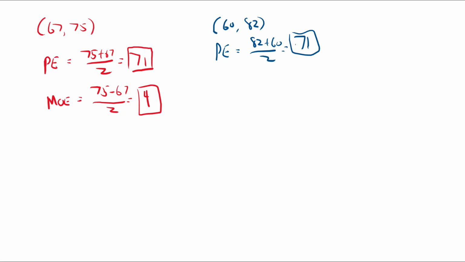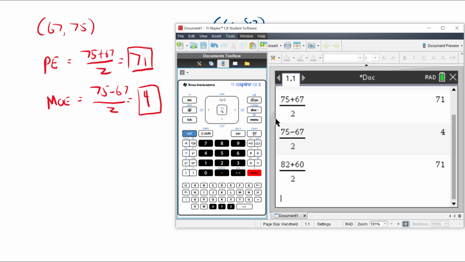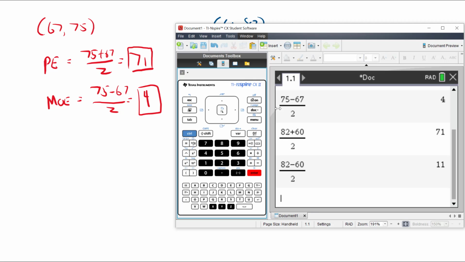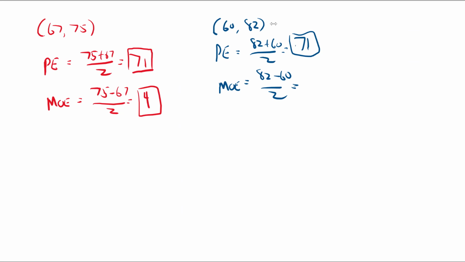So again, we still get 71 as our point estimate. And what was our margin of error in this case? We take 82 minus 60 and divide it by 2. I know most of you probably do this in your head, but I'm using a calculator to make sure we get the exact numbers. So our margin of error in this case, someone said they wanted, is 11.